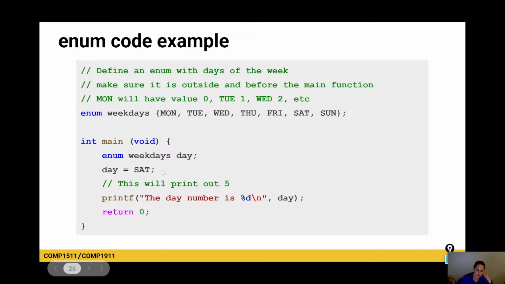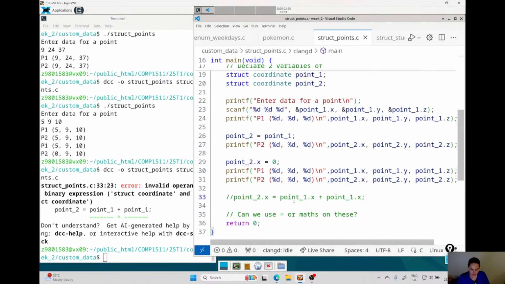Unfortunately, if we just print it out as is, if we print out the day number, it's going to print out 5. Fortunately or unfortunately, it's not going to print out Sat for us. We would have to make some sort of if statement. If the day equals Sat, print Saturday. Else if the day equals Sun, print Sunday, for example. Just by default, this is going to print out 5. All right, so let's just have a bit of a look at enums.